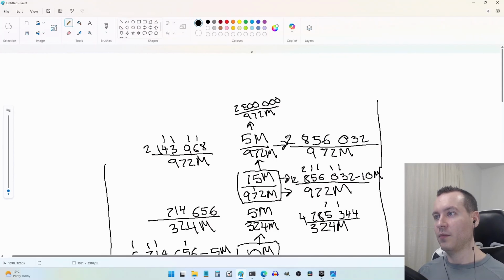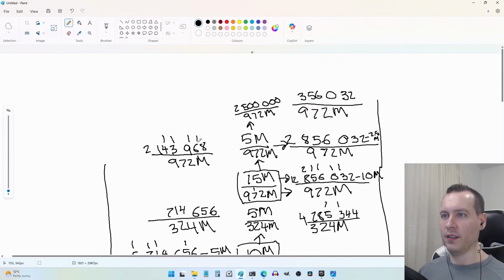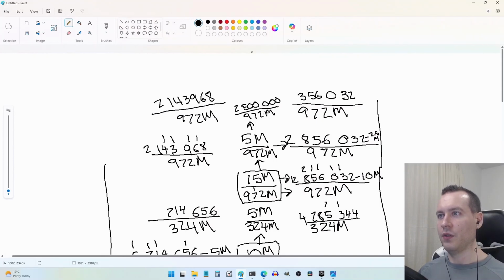So 2 million minus 2 million is gonna be no millions. Then 800,000 minus 500,000 will be 300,000, and then the rest of the numbers remain the same. So it was like this number minus 2.5 million. And what about this one? This one stays the same, and it stays with the same denominator. And these two numbers, do they add up to 2.5 million?